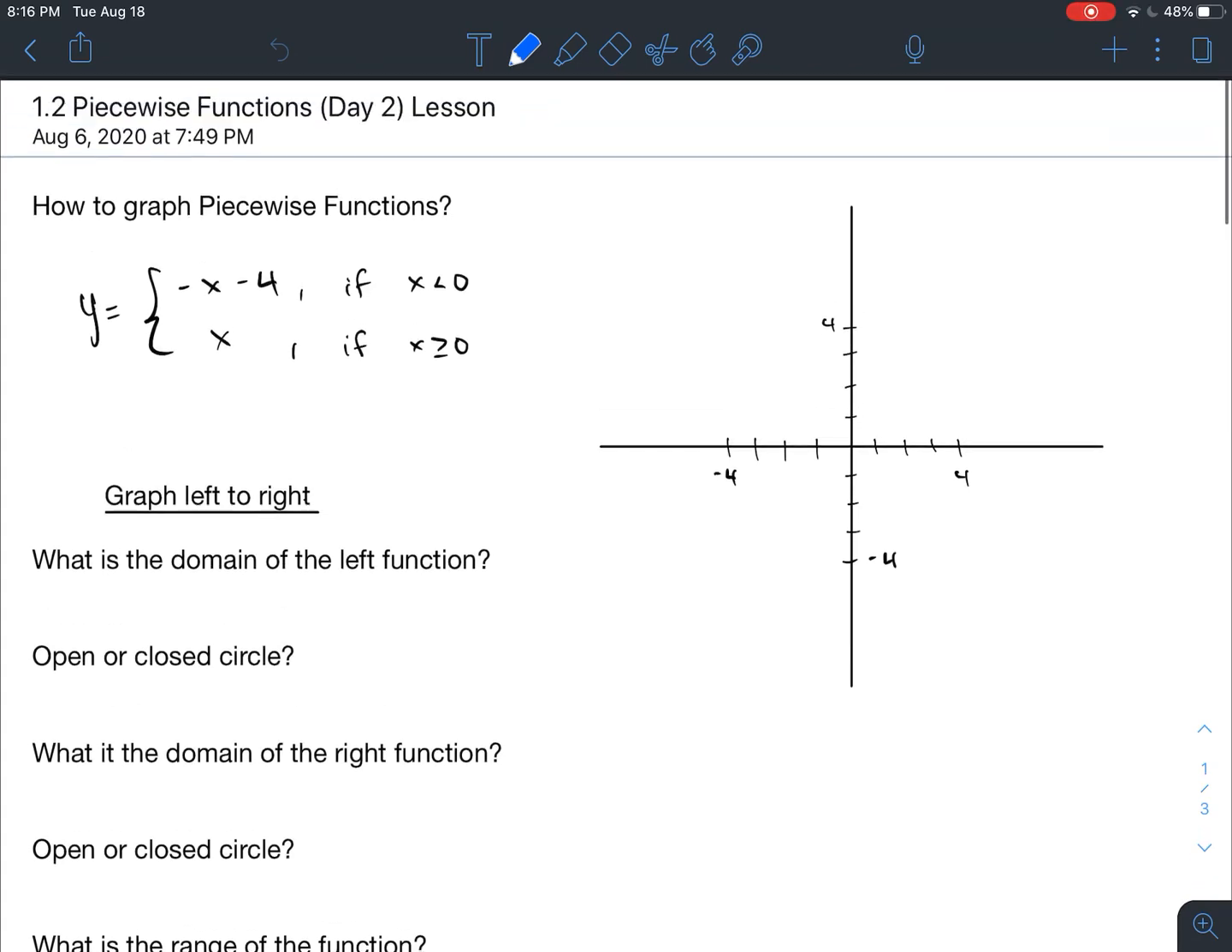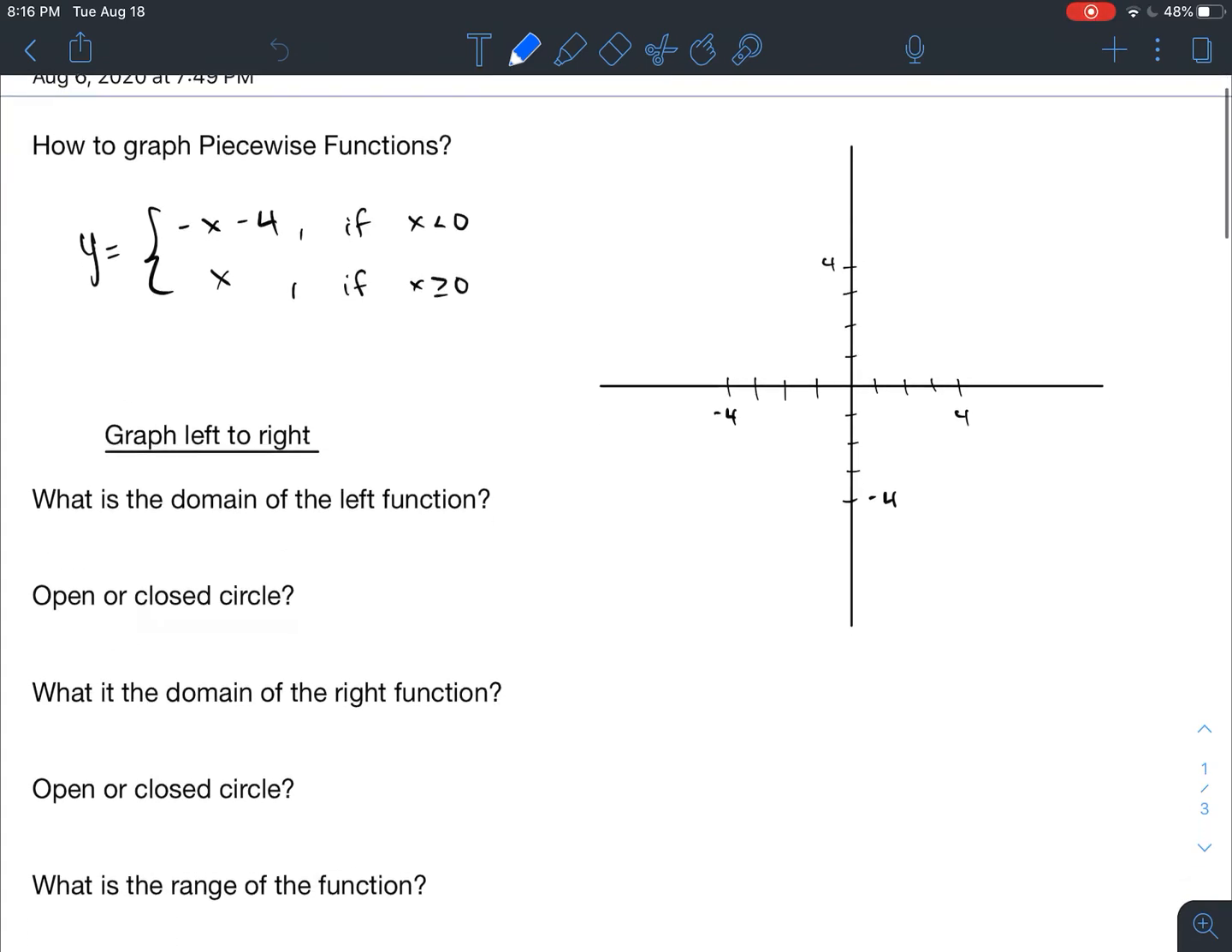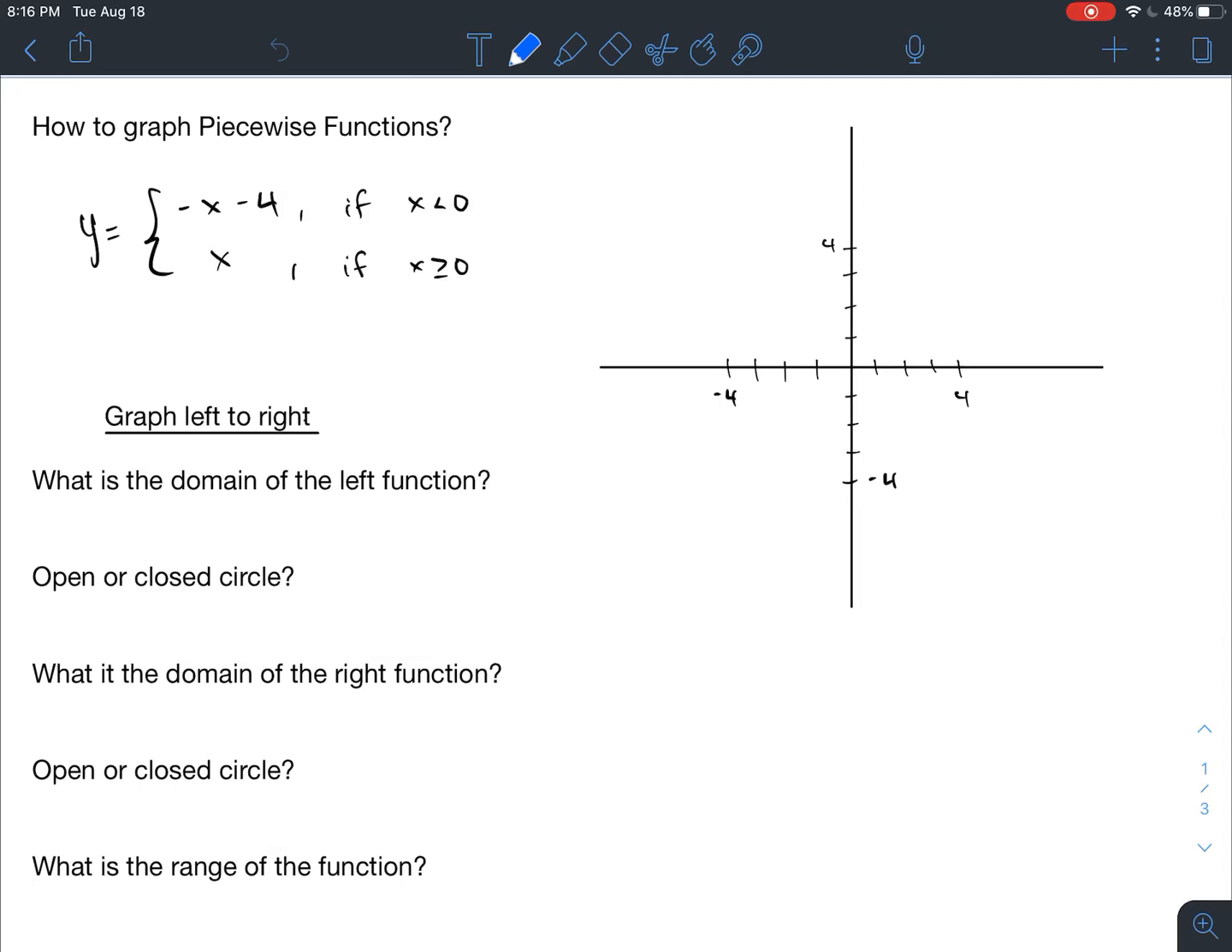We're going to continue on with piecewise functions. This is part 2. So in the previous piecewise functions video, we learned about what they are and how to evaluate them. And in this one, we're going to learn how to graph and write them. So right here, on the right side, I have a graph, and then I have written out the piecewise function. So now we just need to graph it.